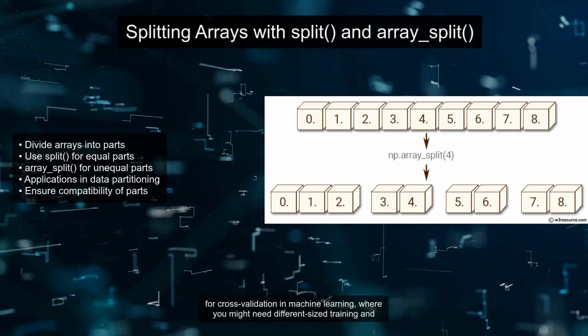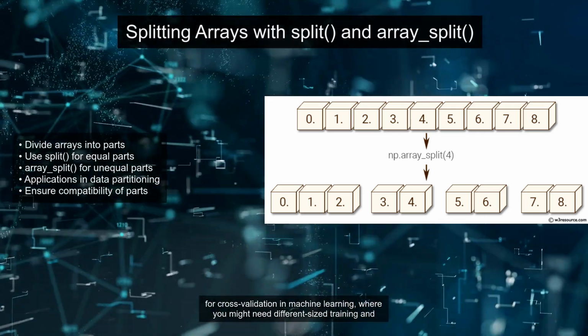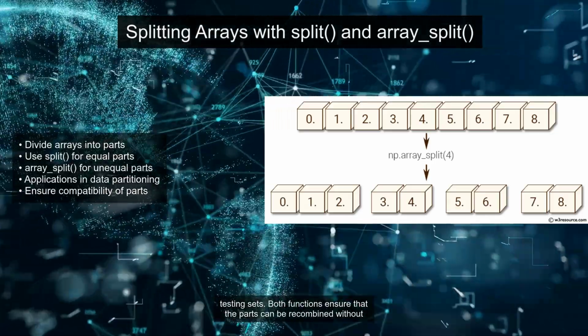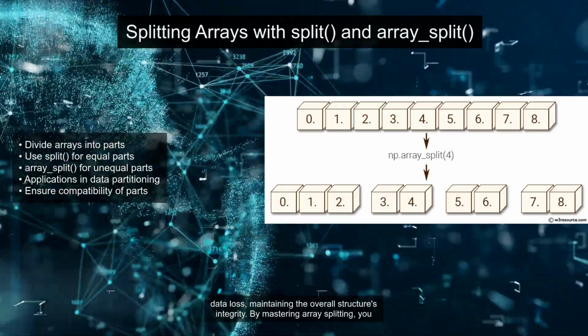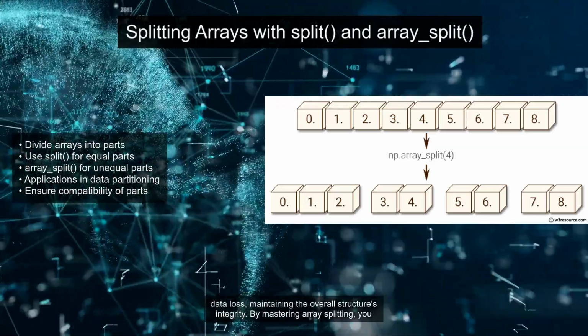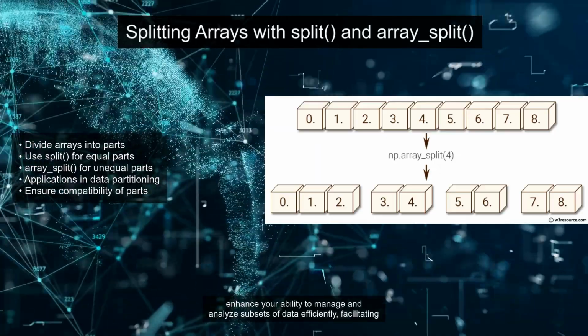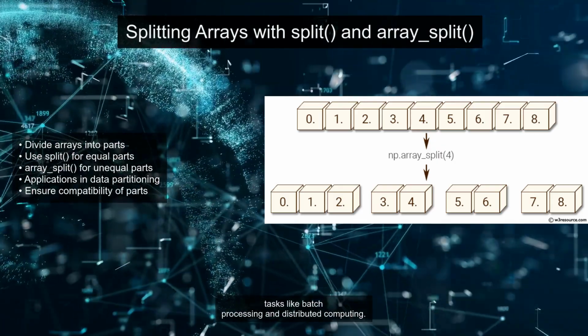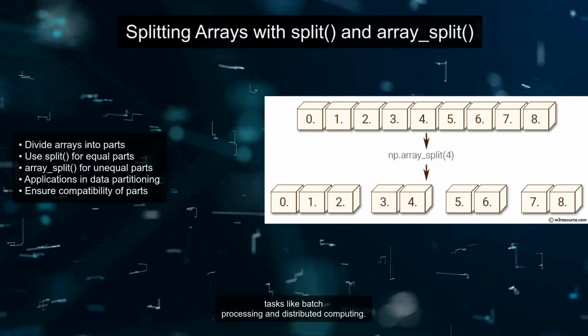This flexibility is crucial in data partitioning tasks like dividing datasets for cross-validation in machine learning, where you might need different sized training and testing sets. Both functions ensure that the parts can be recombined without data loss, maintaining the overall structure's integrity. By mastering array splitting, you enhance your ability to manage and analyze subsets of data efficiently, facilitating tasks like batch processing and distributed computing.